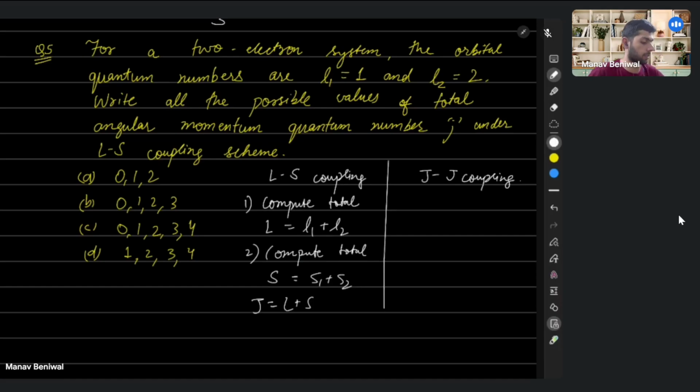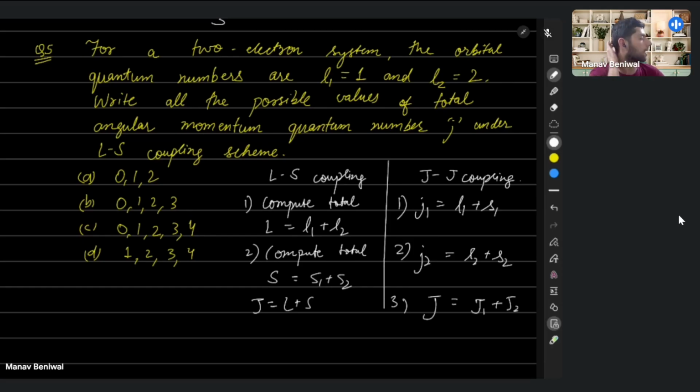Another thing which is known as JJ coupling. So here we first compute individual J's. For example, we'll first compute J1 as L1 plus S1. Then we'll compute the individual J2 as L2 plus S2. And finally our total J will be J1 plus J2. So this is the difference between LS coupling and JJ coupling.